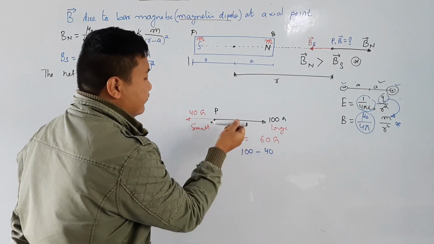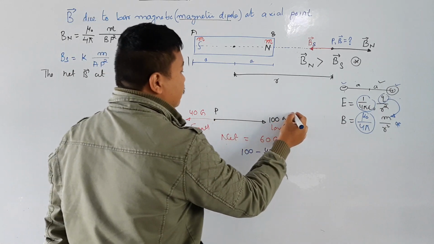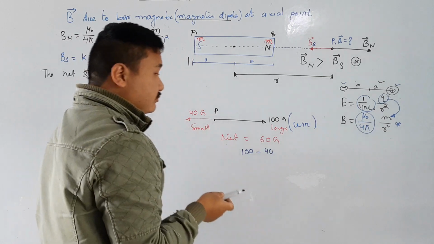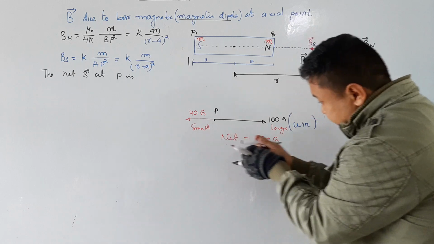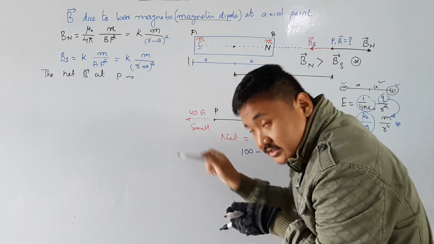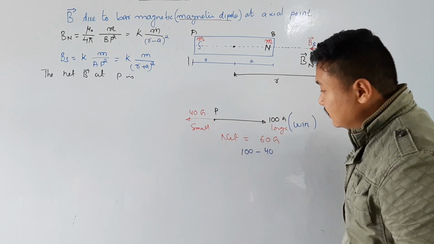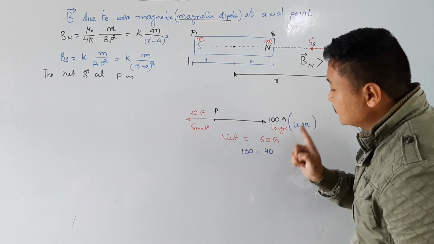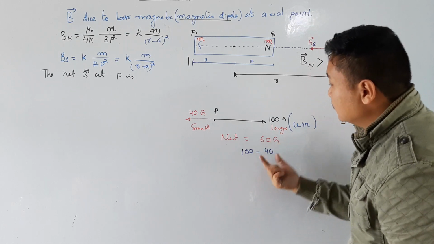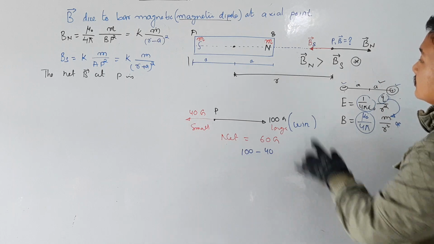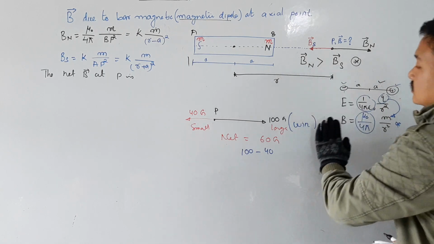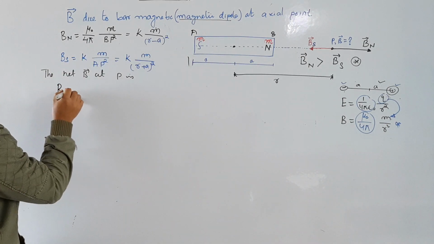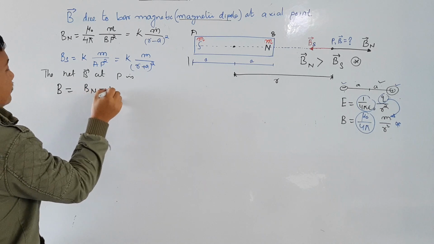Who will win? This will win because it is large. If there are two forces, one in this direction and the other in that direction, the large force will win. It means the net magnetic field is in this direction because it will win. And how much is that? That is 100 minus 40, large minus small. Bn is large and Bs is small, so the net magnetic field will be Bn minus Bs.